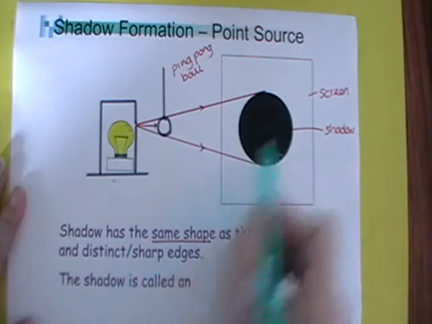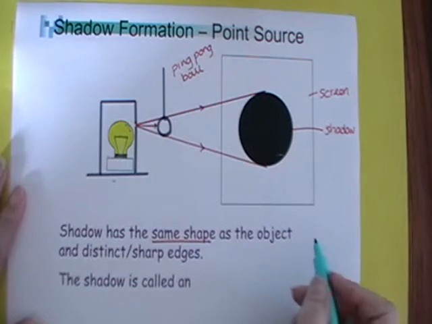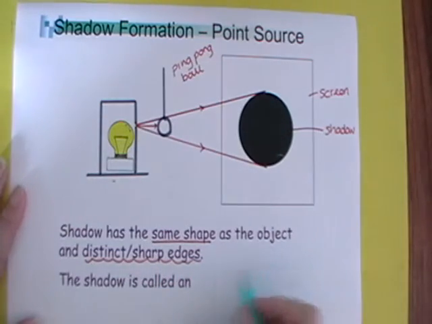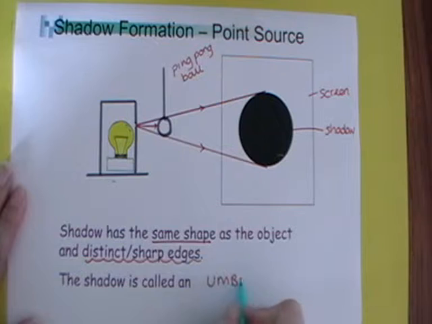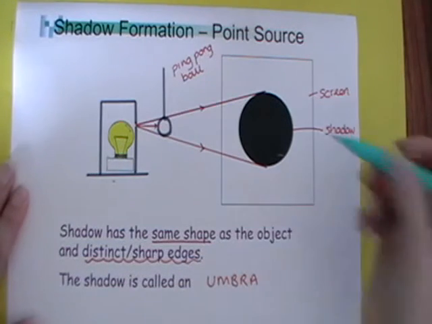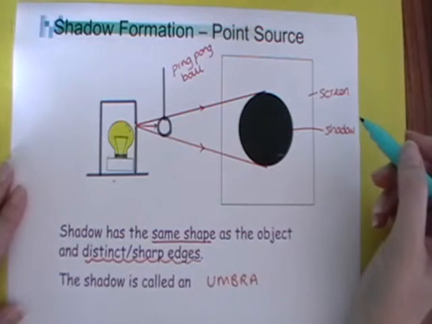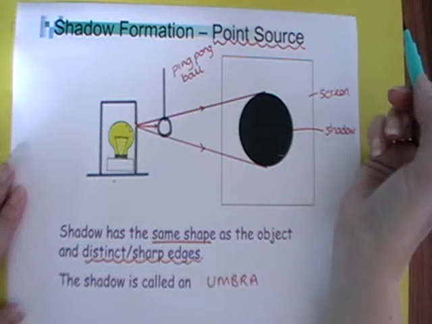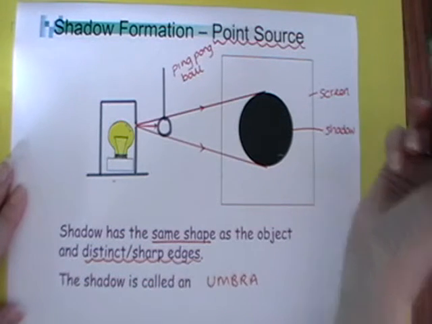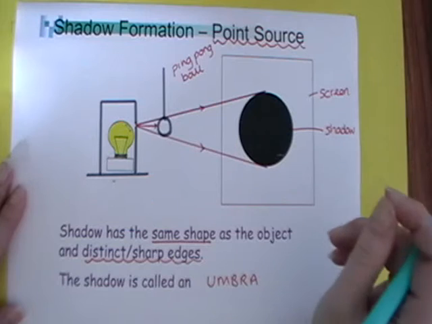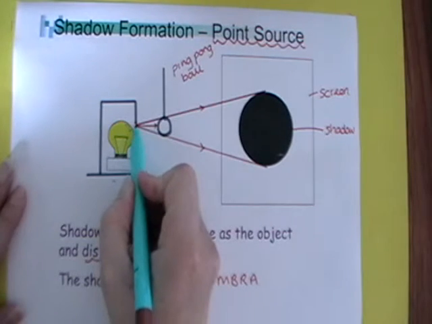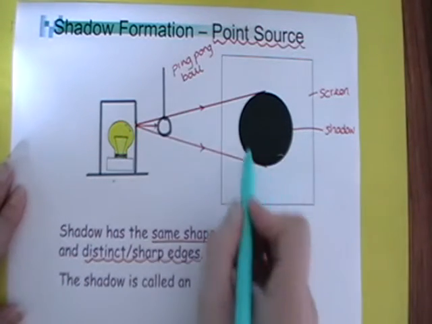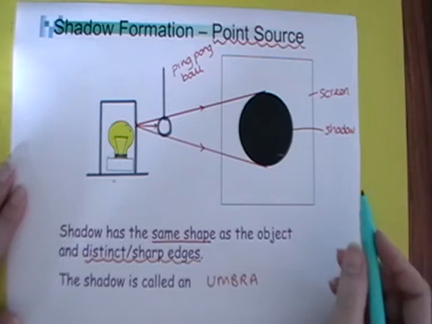The ping pong ball was spherical and we have a round shadow, and it has distinct or sharp edges, so there's a very clear outline. This shadow is called an umbra, and this complete shadow, called the umbra, is formed when we have a point source. And a point source is a source whereby we can consider all the rays of light come from one single point, as shown by this slit. So all the rays come from one single point, and we get this sharp, clearly defined shadow.